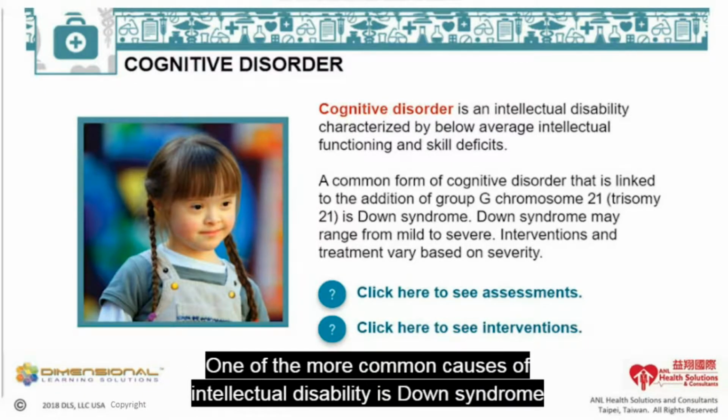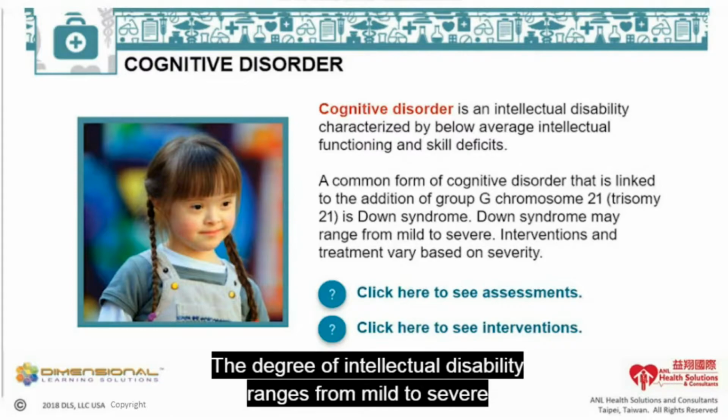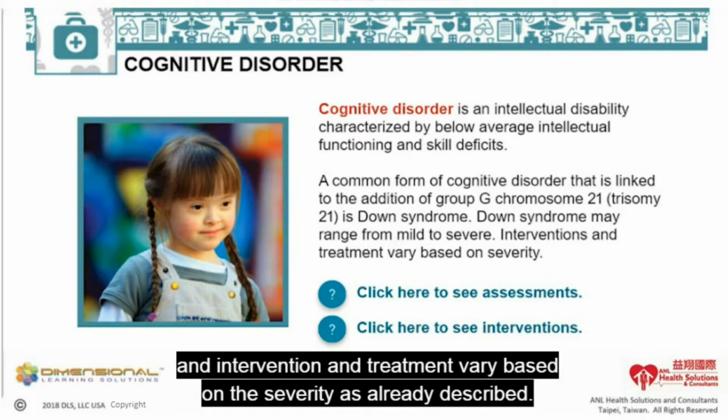One of the more common causes of intellectual disability is Down syndrome, or trisomy 21. The degree of intellectual disability ranges from mild to severe, and intervention and treatment vary based on the severity, as already described.